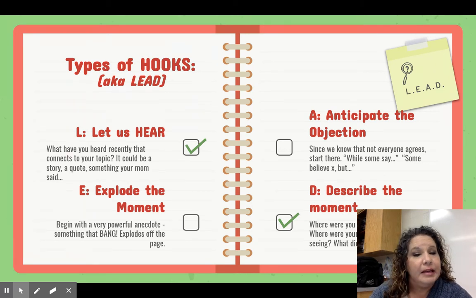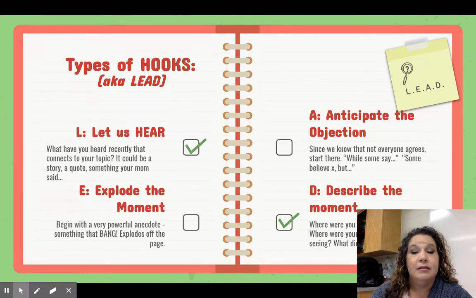If I choose to use the E, I'm going to explode the moment. I want to begin with a very powerful anecdote, something that explodes off the paper. I could anticipate the objection, such as, well, some say, or even some believe, but, right? Because we know that not everyone agrees. So sometimes that's a great place to start.